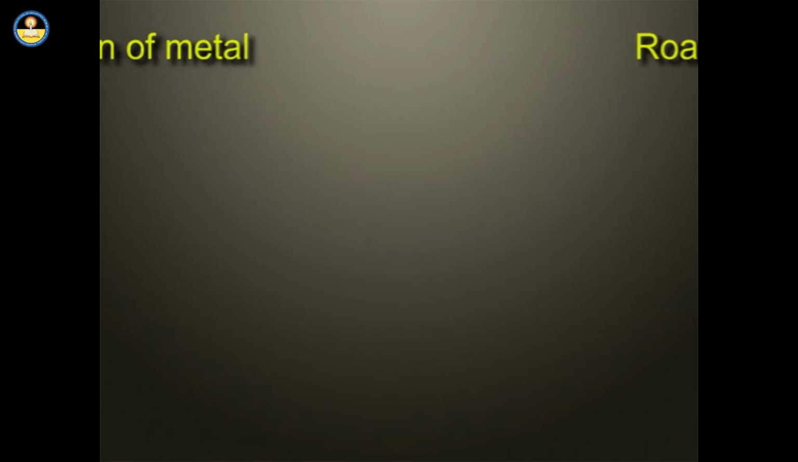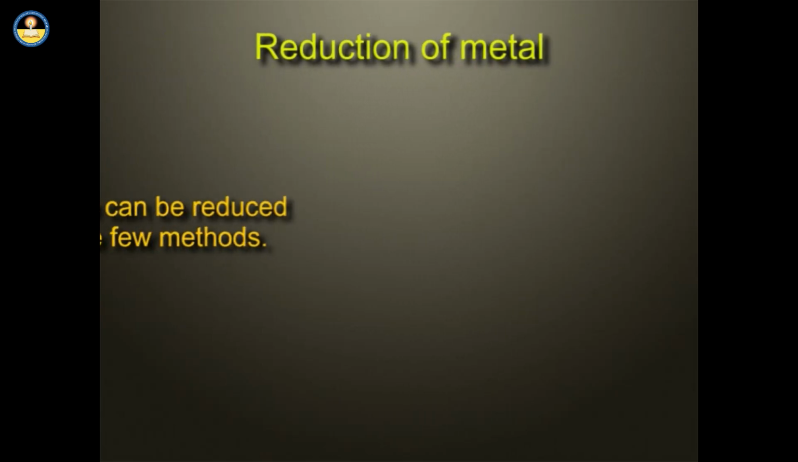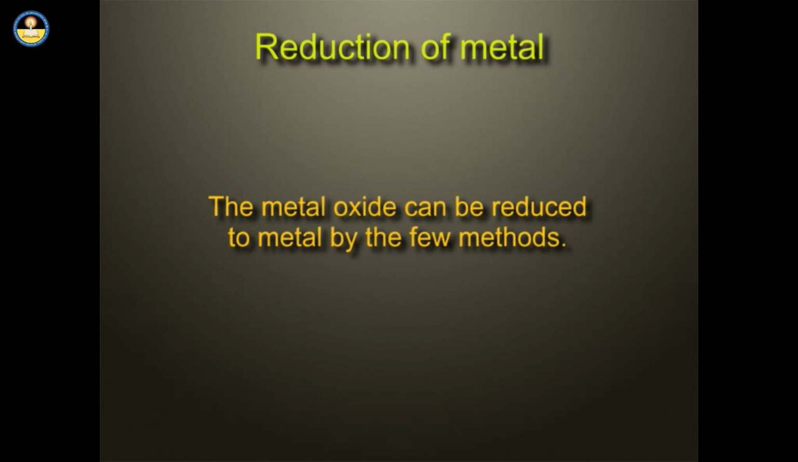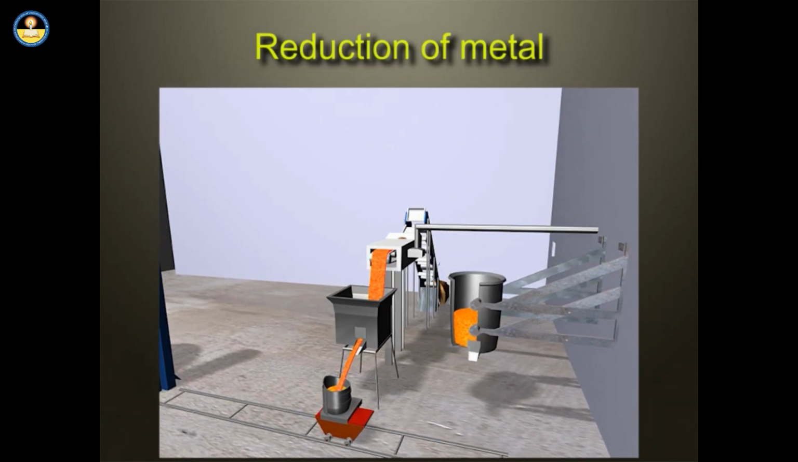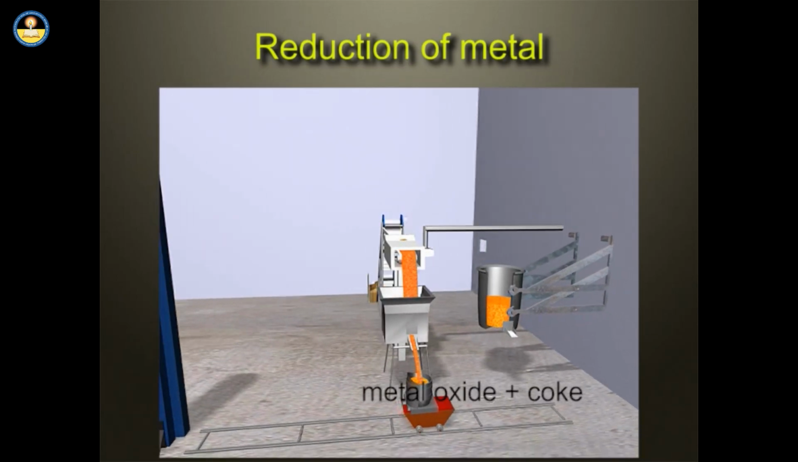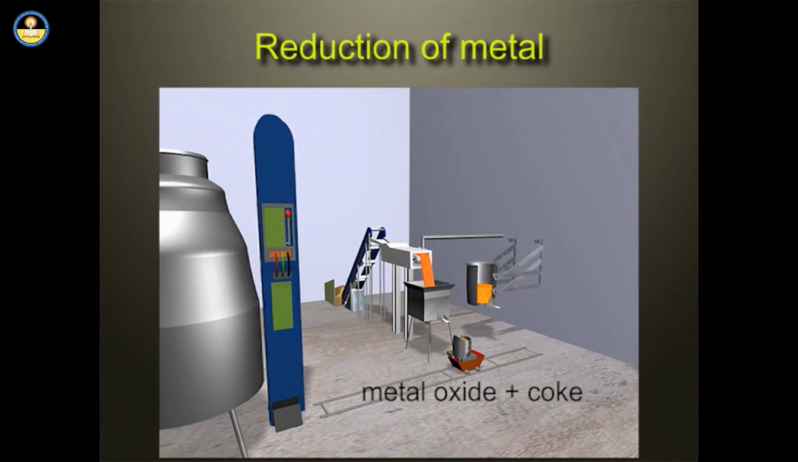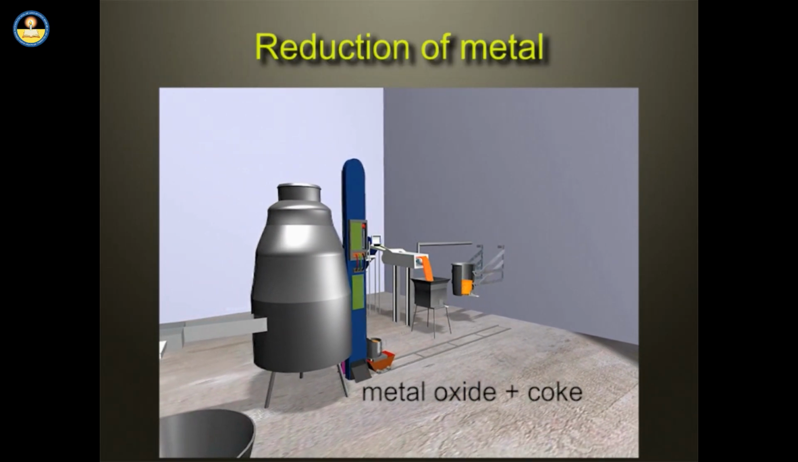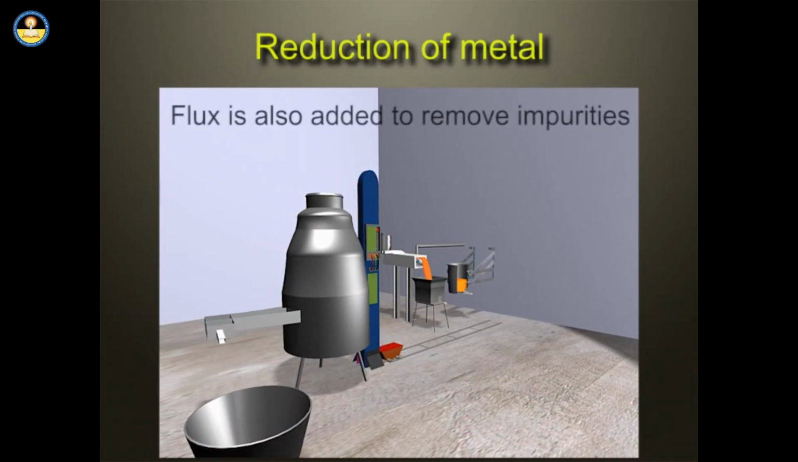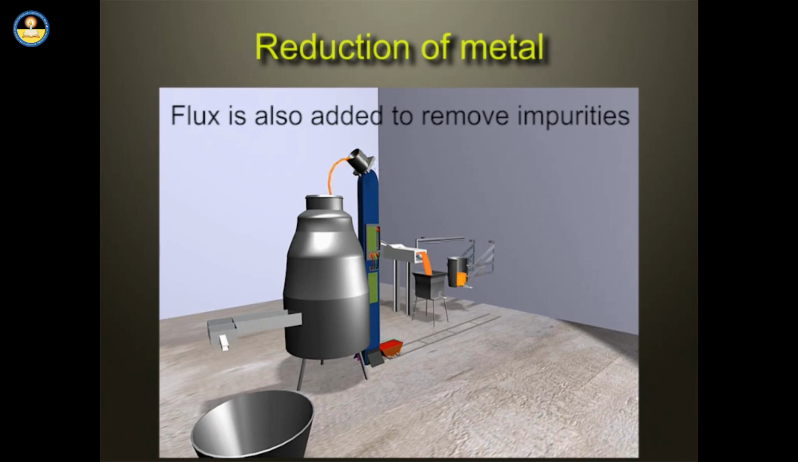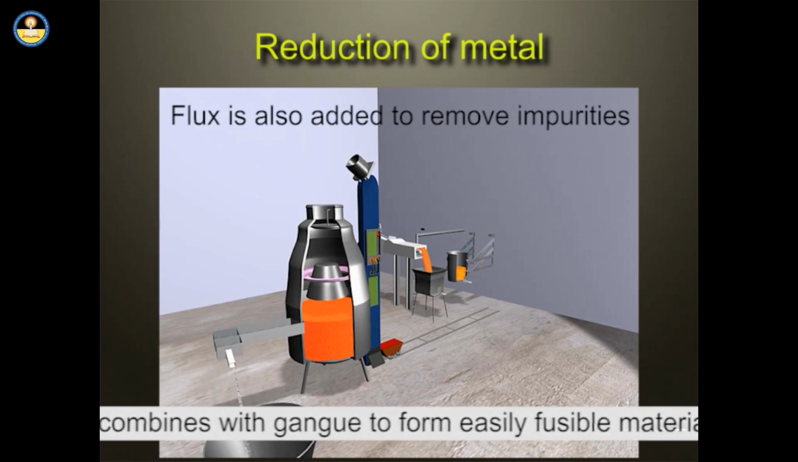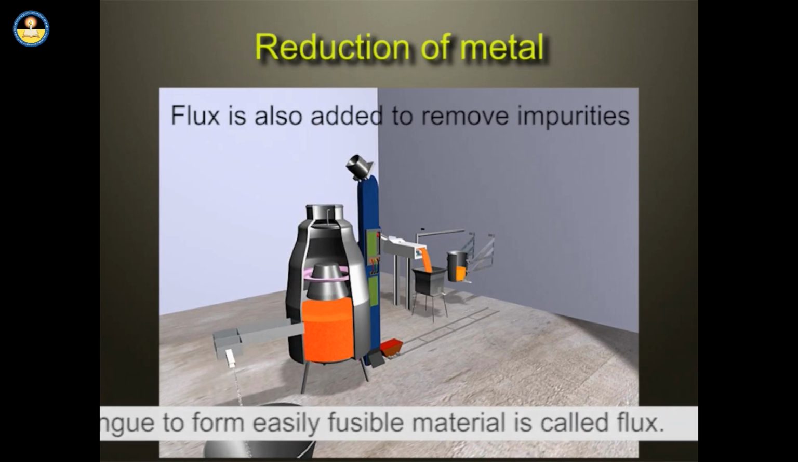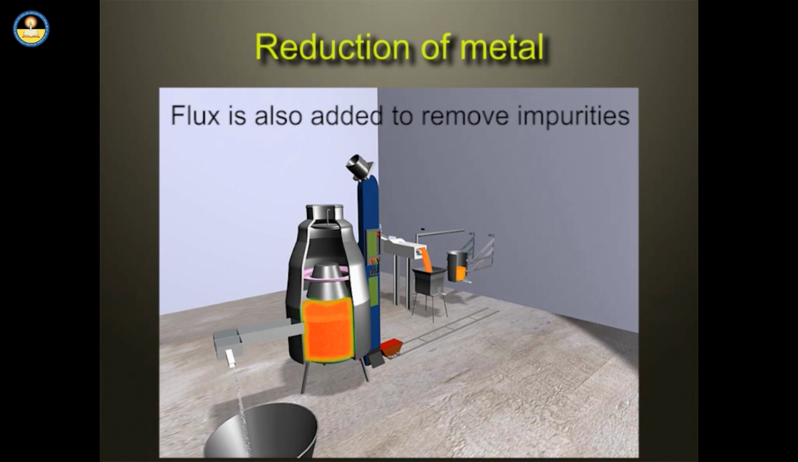We will now learn about reduction of metal. The metal oxide can be reduced to metal by a few methods. Let us begin with reduction with carbon. When metal oxide is treated with a reducing agent like coke, it is reduced to a metal. Flux is also added to remove impurities. Substance which combines with gangue to form easily fusible material is called flux. The fused material, that is flux plus gangue, is called slag.